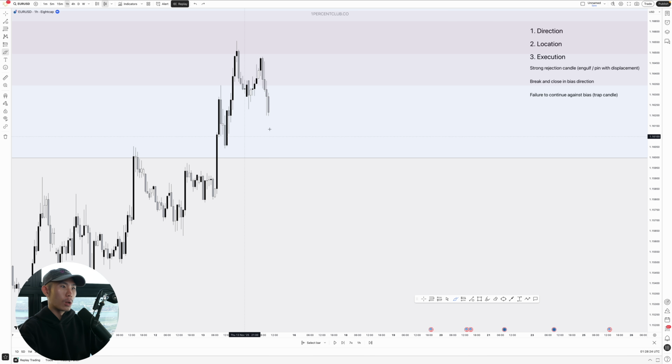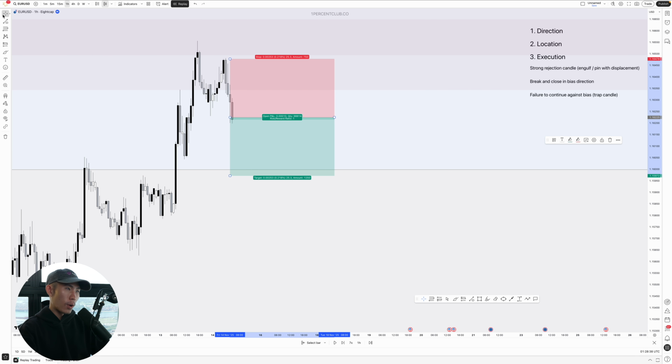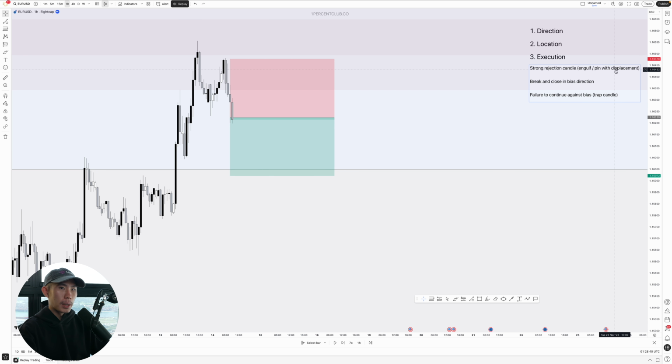As simple as that, we can look for shorts any point of time right here. So over here, if I were to enter for a sell here, once again, you want to be placing your stop loss at a price point that invalidates this trade idea itself. So right here, where is the pin with displacement?